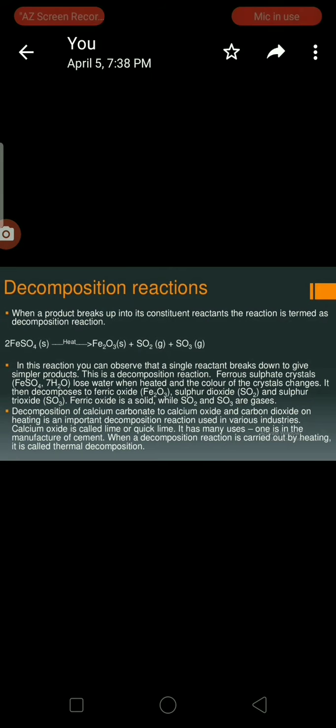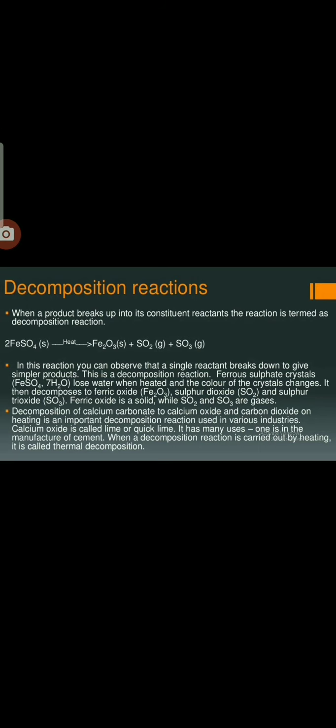Decomposition reaction is just the opposite of the first one, because there A plus B gives C, but here we have a huge compound AB, and AB will give A plus B. It is a huge compound that will be split into two or more. When a compound breaks into its constituents, it is called decomposition. For example, FeSO4 heating: here heat is absorbed, and only then does the reaction happen. So such reactions are called endothermic.